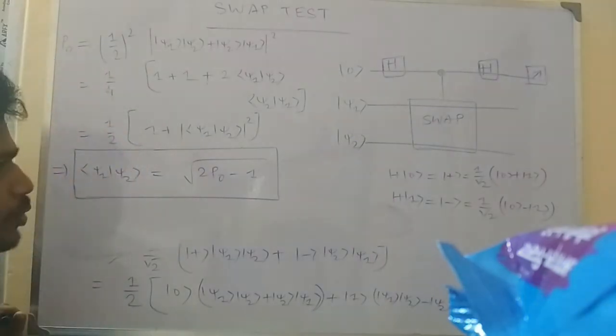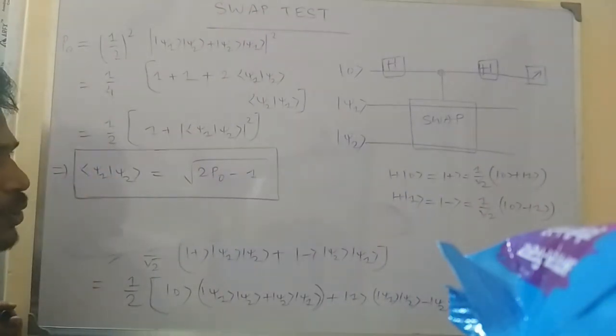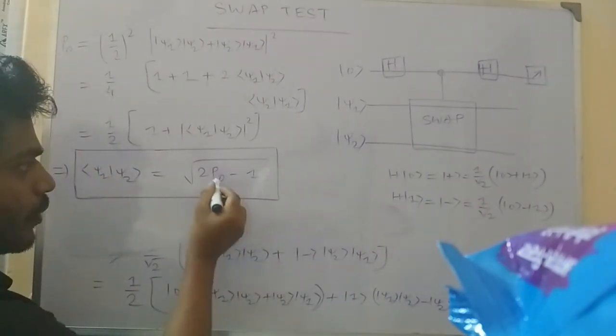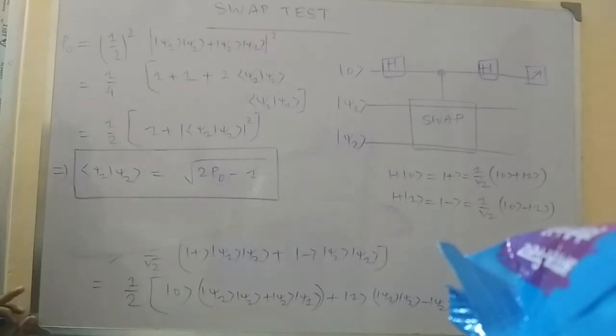Yeah. So after measuring on the first qubit, we'll get P0 and P1. P0 is the probability of 0. So using P0, the probability of 0, we can double it, then subtract 1, then take the square root, and we have the inner product. So in this way you can calculate the inner product between any two single qubit states, which is called the swap test.